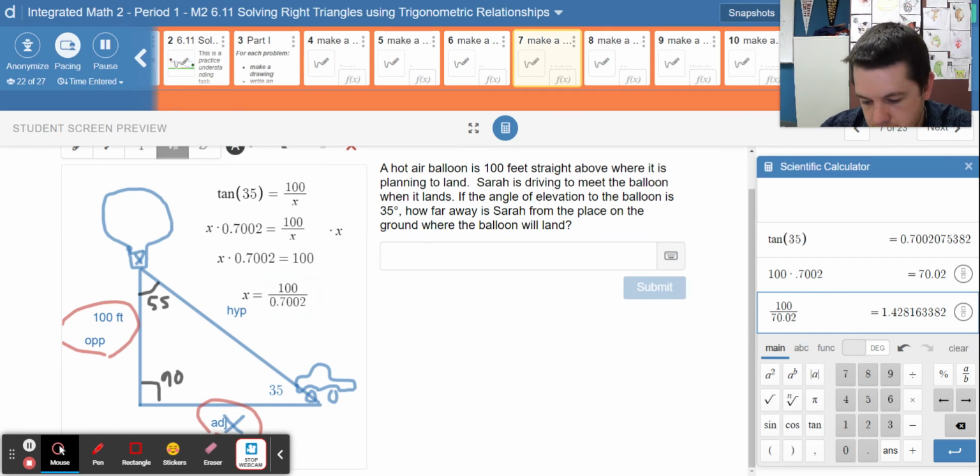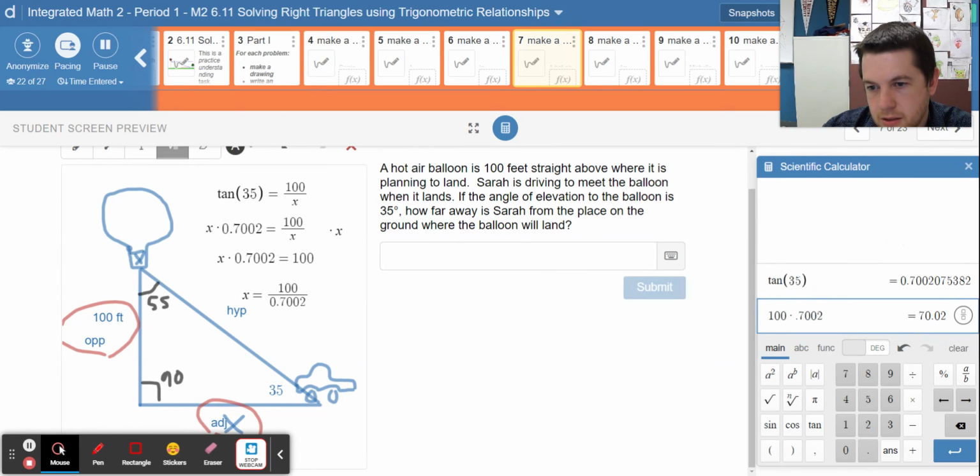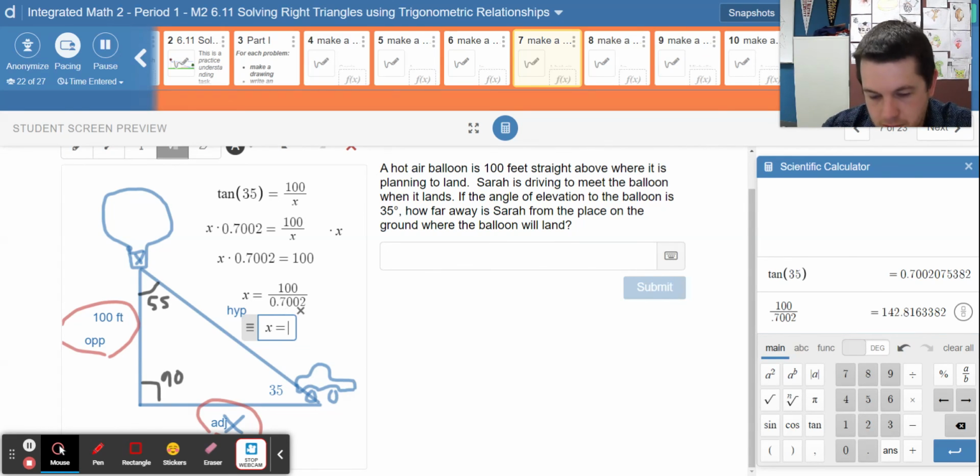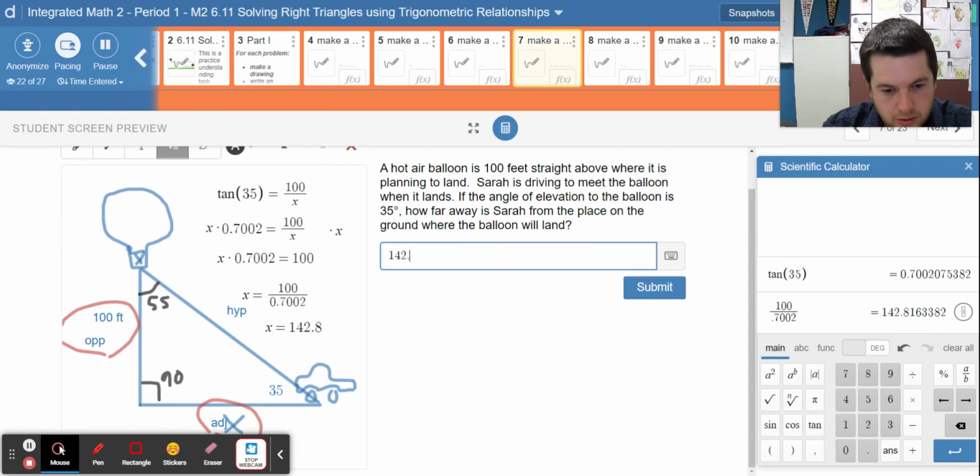And so if I do that, I do 100 divided by 0.7002, I get my value of x equals 142.8, which is now my length, 142.8.